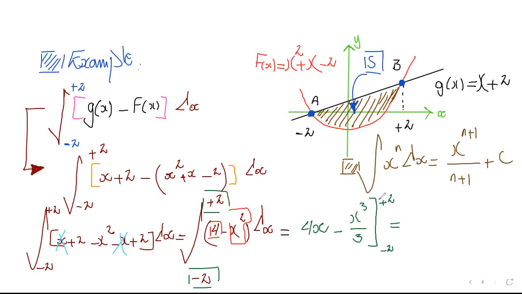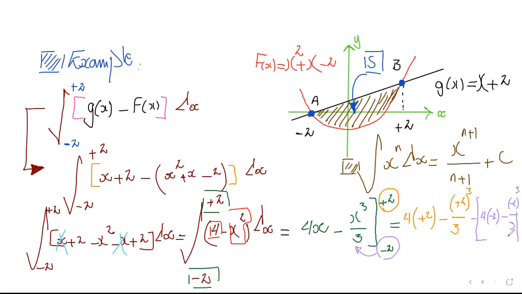Then it becomes, we first substitute 2 inside the expression. As a result, it becomes 4 times plus 2 minus plus 2 to the power 3 over 3, minus, we put -2 into this expression, because 4 times -2 minus -2 to the power 3 over 3.